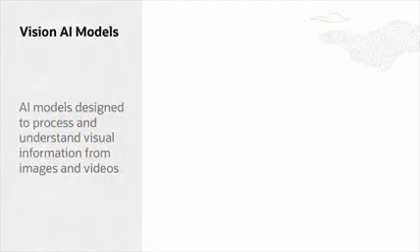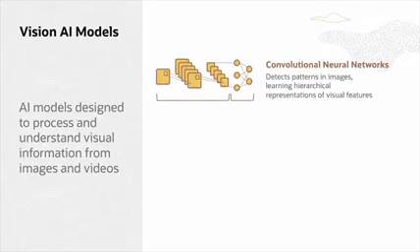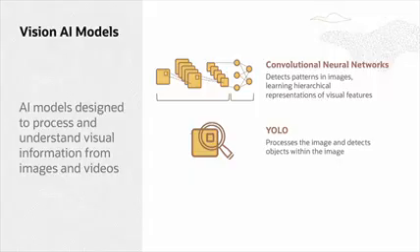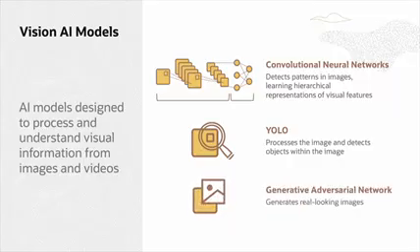The task that needs to be performed decides the type of input needed and the output produced. Various architectures have evolved to handle this wide variety of tasks and data. These deep learning model architectures are typically used to train models that perform vision tasks. Convolutional neural networks detect patterns in images, learning hierarchical representations of visual features. YOLO, which is You Only Look Once, processes the image and detects objects within the image. And then you have generative adversarial networks, which generate real-looking images.